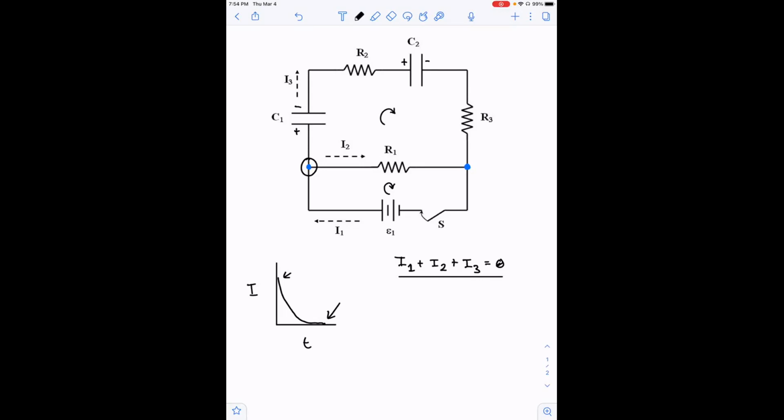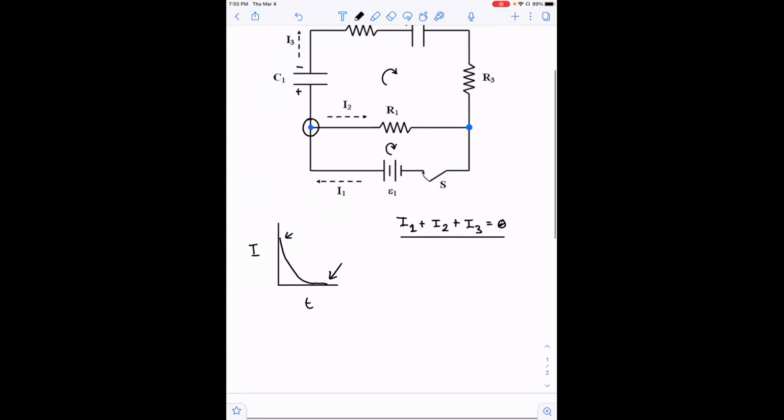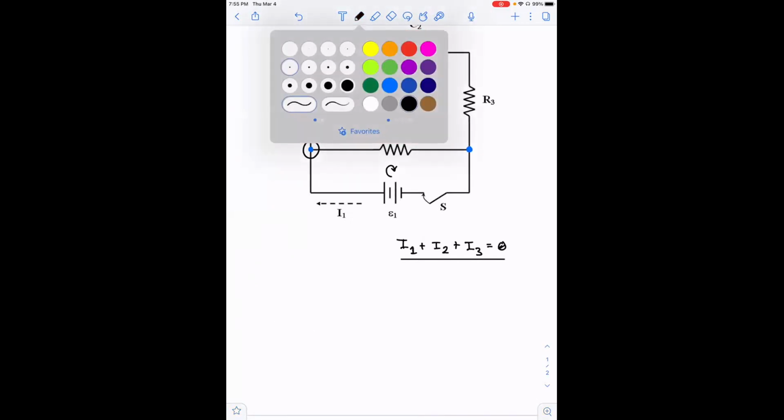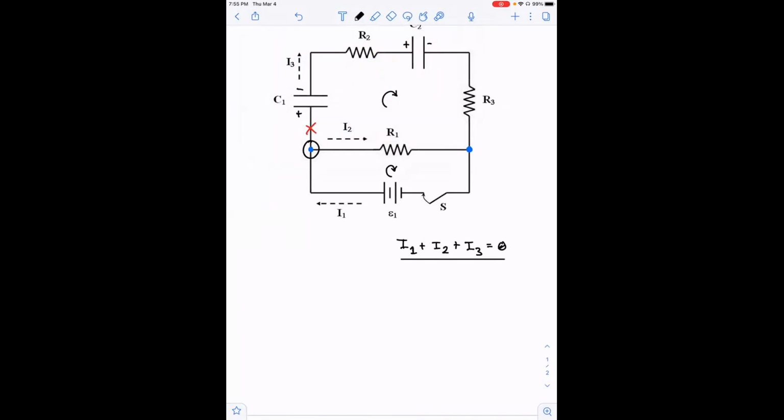So I'm going to do a very similar thing to what I did for the very first problem, where I'm going to do these loops in a clockwise manner. I'll start with this top loop, right? Starting from this point here, just above our junction, I'll come across my capacitor. And to make it a little more clear, I've indicated which side is positive and which side is negative.